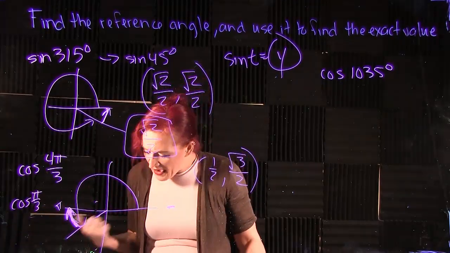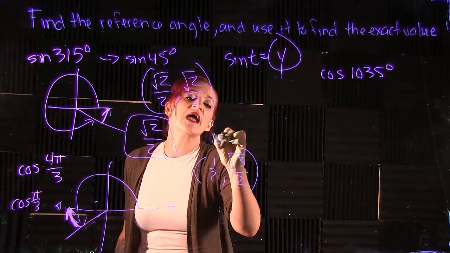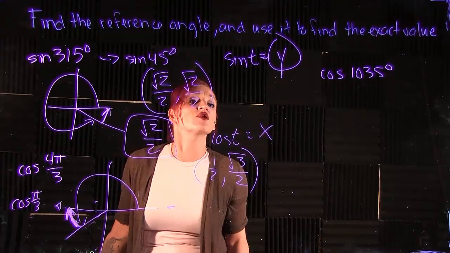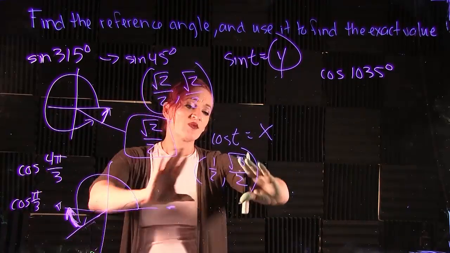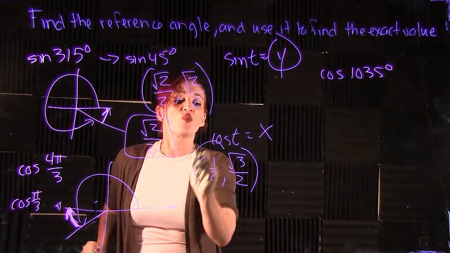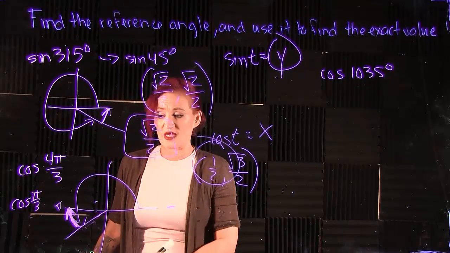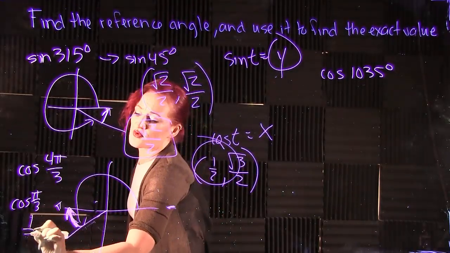Keep in mind that cosine of t is equal to your x value. So if we want to find the cosine of pi over 3, again, we find the point, which is this here. We want just the x value of it. So cosine of pi over 3 is 1/2.